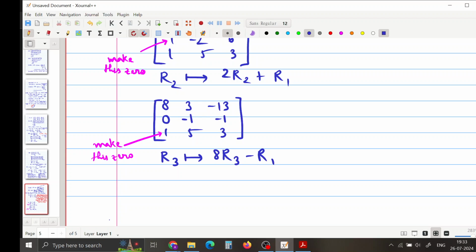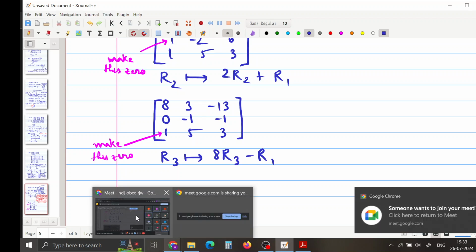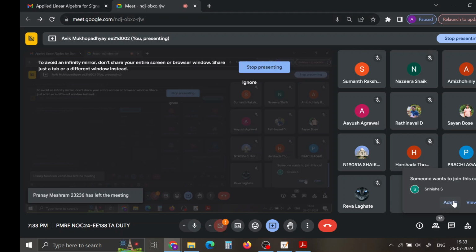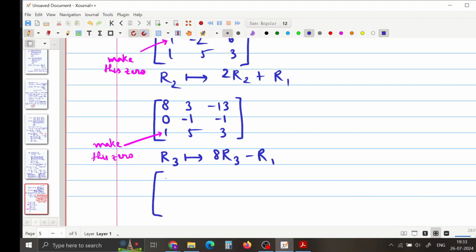Okay, what happens if you do this? Can someone tell me the result of this operation? R3 is changing, so R1 and R2 will remain the same. Sir, it is 0, 37, 37. Yeah, exactly. So this is 0, 37, 37.